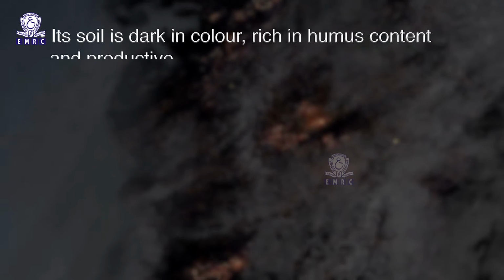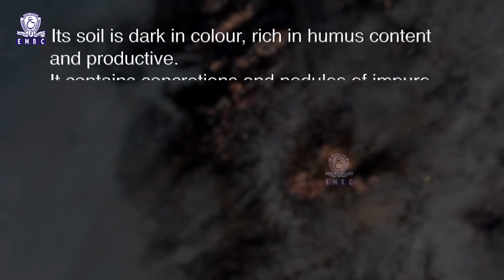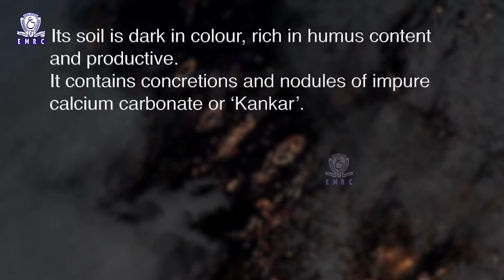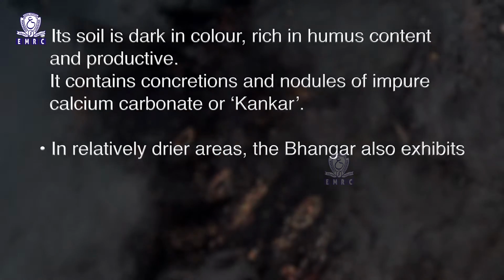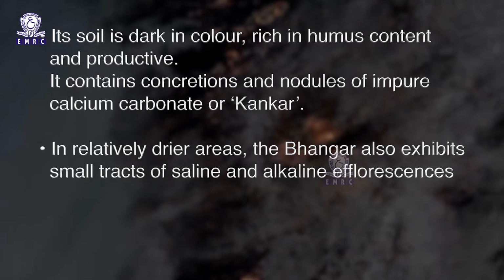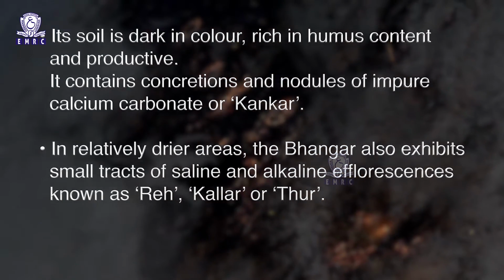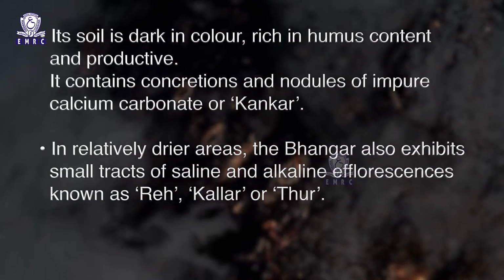Its soil is dark in color, rich in humus content and productive. It contains concretions and nodules of impure calcium carbonate, or kankar. In relatively drier areas, the Bhangar also exhibits small tracts of saline and alkaline efflorescence known as Reh, Kallar or Thur. Bhangar is generally a well-drained and most productive land of the Great Plains of India. The Bhangar deposits have the fossils of elephants, horses, man, rhinoceros, hippopotamus, etc.